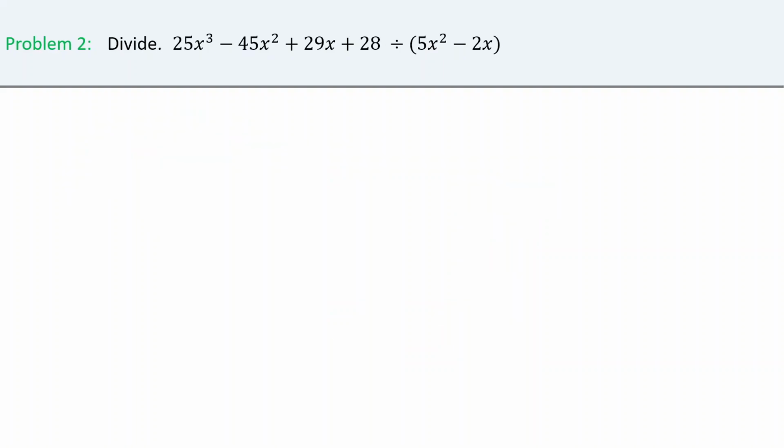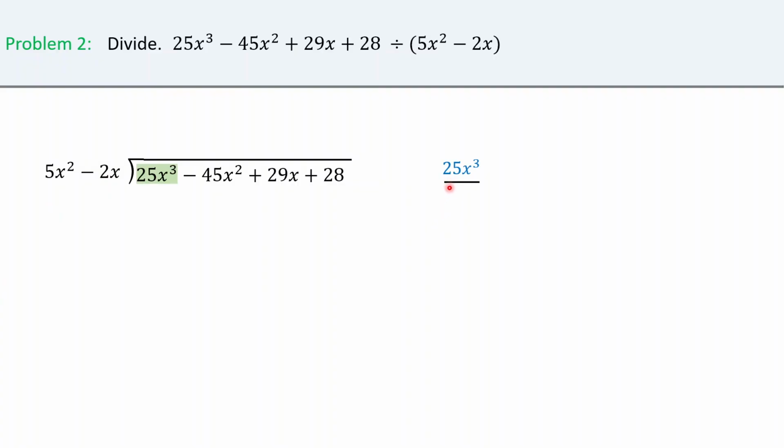This is the next problem. We need to divide this polynomial by this polynomial. Let us divide, put this polynomial inside and this polynomial outside. Now take this first term and divide by this first term: 25 divided by 5 is 5. X cubed divided by x squared is x. Now put this here. Next you need to multiply 5x and 5x squared.